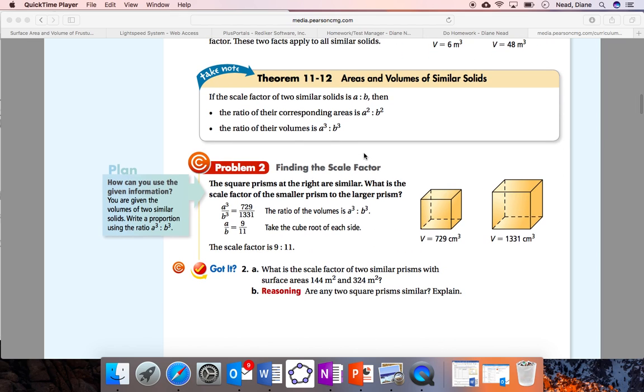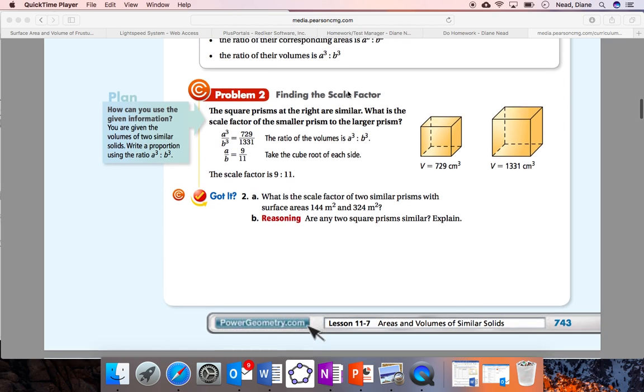So for the area and volume of similar solids, if the scale factor of 2 similar solids is A to B, the ratio of their corresponding areas is A squared to B squared, and the ratio of their corresponding volumes is A cubed to B cubed. Now, how do we use this?